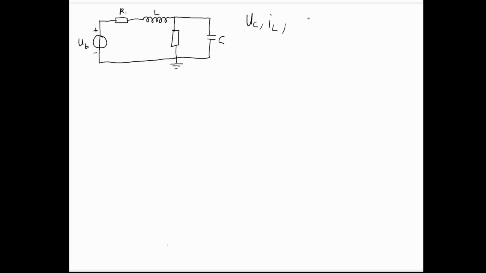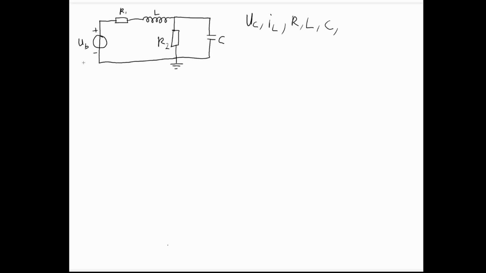Then there are parameters: resistance, inductance, and capacitance. These are constants, and they can also be in the final form of the differential equation. So for example, you see R1, oh, I forgot to label this one, R2. They can be in the final result. Then also, you can see the input signal.